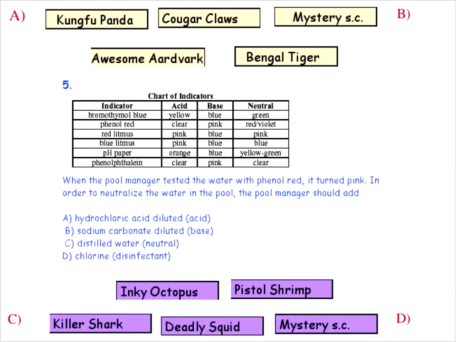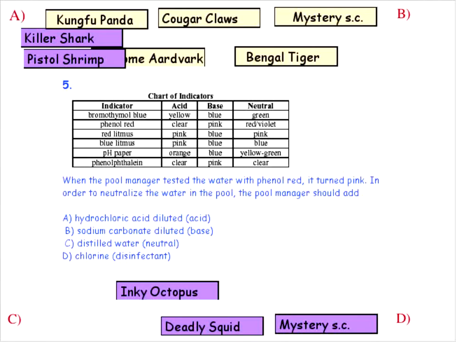Okay. The next question says, when a pool manager tests some water with phenol red, okay, so we can test different solutions with different kinds of pH indicators. One of them is called phenol red. It turned pink. In order to neutralize the water, the pool manager should add, what do you think they should add?